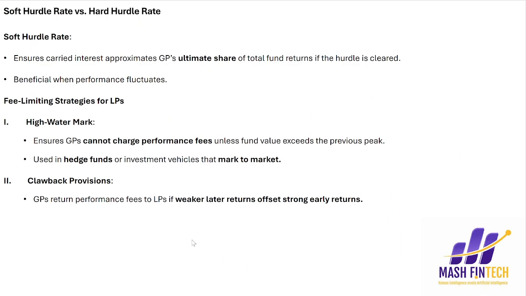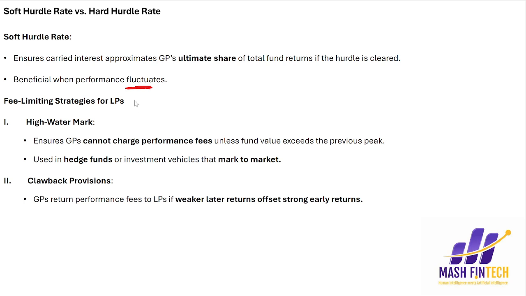So just looking at the soft and hard hurdle rates, we spoke about this, right? But the soft hurdle rate ensures carried interest approximates the ultimate share of total funds for the GPs once the hurdle has been cleared, right? The soft hurdle rate is beneficial if the performance of the fund fluctuates. So this is beneficial if the performance fluctuates.